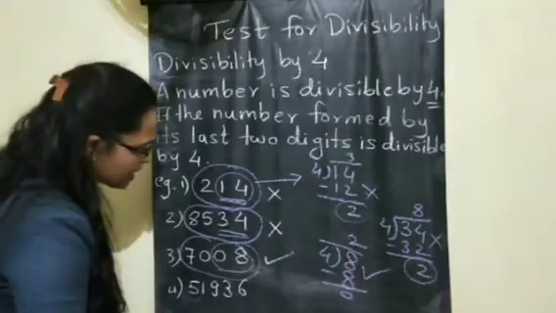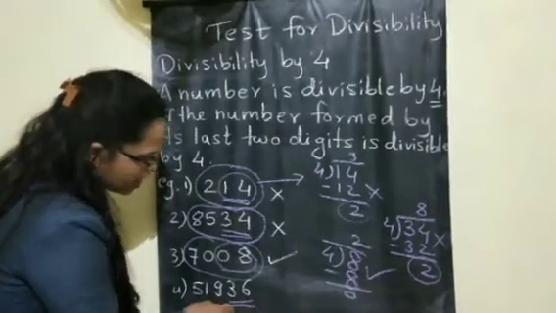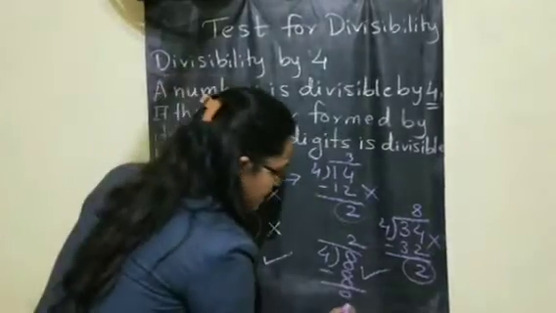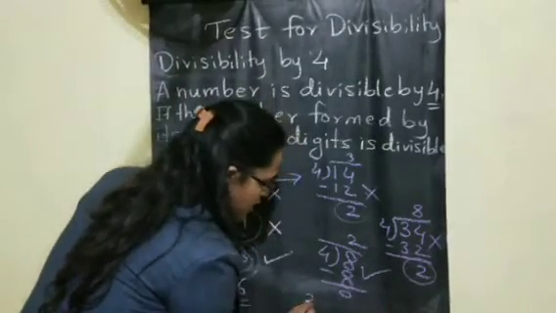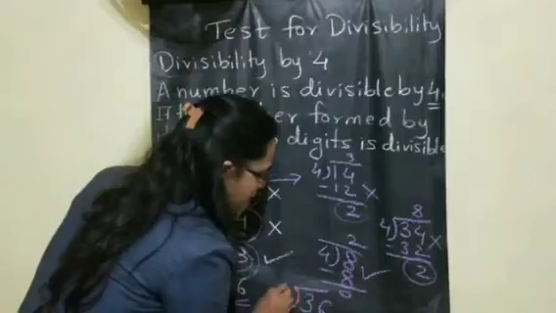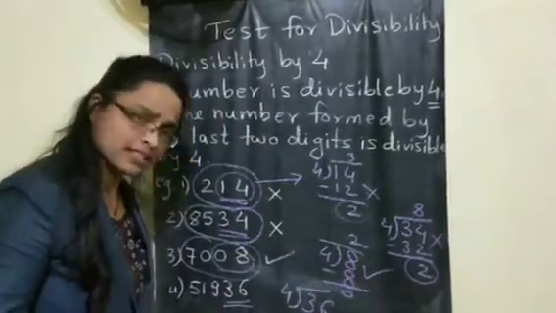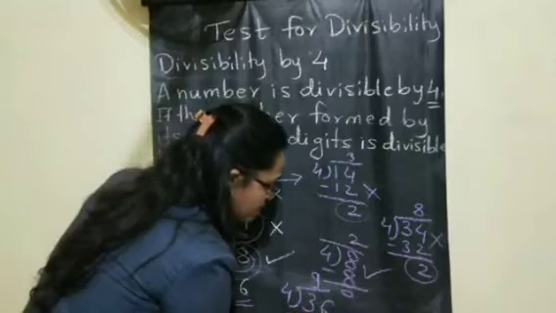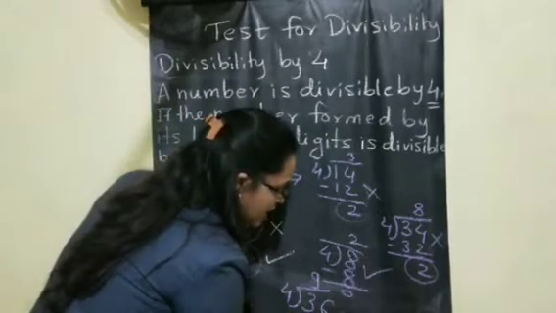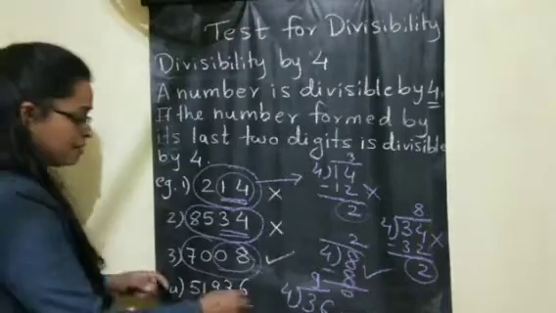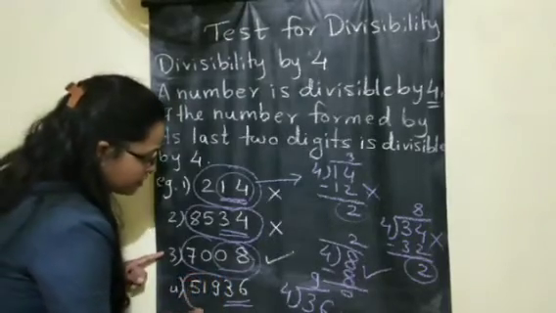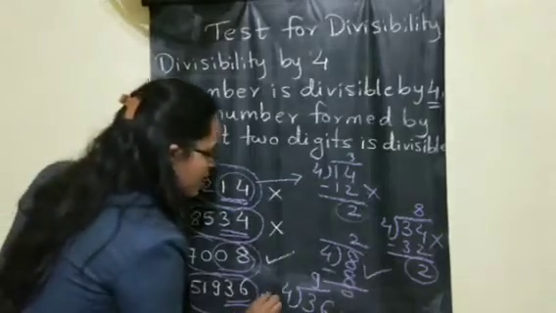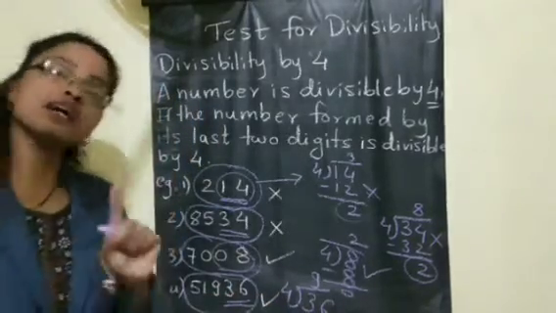51,936. From that, again you select only 2-digit number first. That is 36. Now 36 divided by 4, children. 36 divided by 4. 4 how much is 36? 9s. So in 4 table 36 is present, means exactly division we are getting. So yes, it means this 51,936 can be divided by 4. It is divisible by 4.